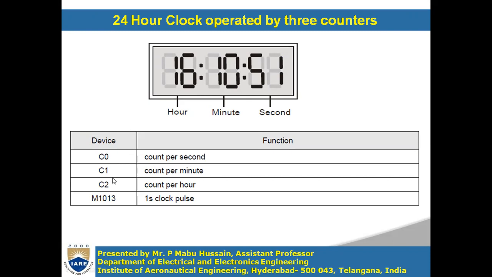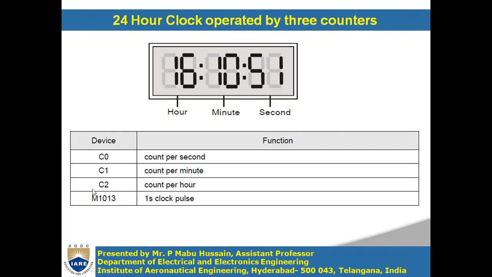So the counters here are designated as C0, C1 and C2. C0 will be used for counting the seconds, C1 will be used for counting the minutes, and C2 will be used for counting the hours. And you are also going to use the M1013 flag register.